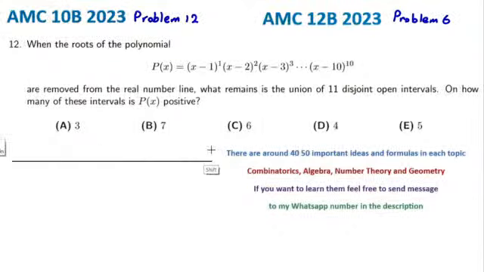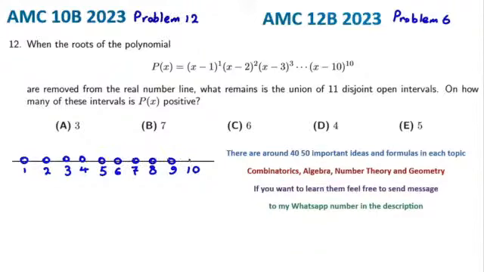So let's see, it means what? It says when we remove, for example, 1, 2, 3, 4, 5, 6, 7, 8, 9, 10, the roots are these, we remove them like this. How many intervals are left? Look, 1, 2, 3, 4, 5, 6, 7, 8, 9, 10, 11. That's the reason here we have 11. It says if you consider these intervals, in how many of them is P(x) positive.